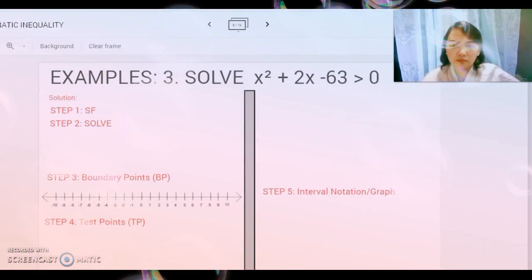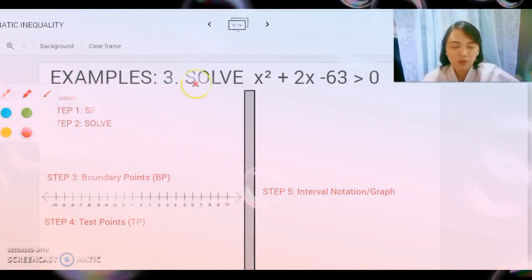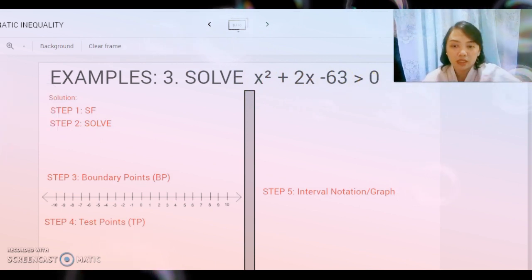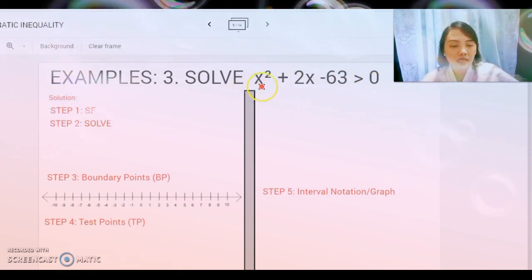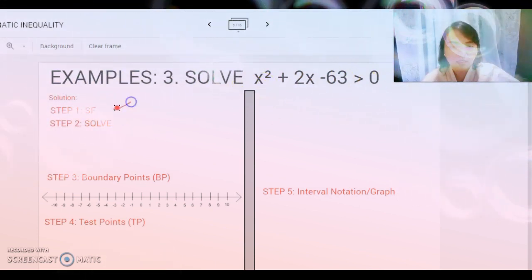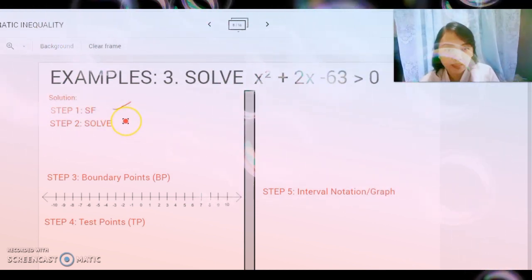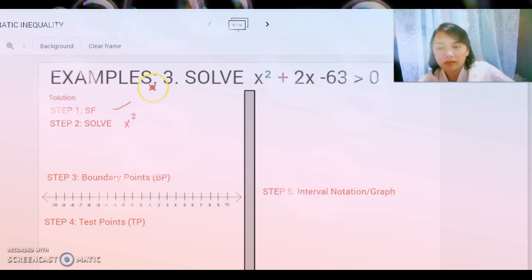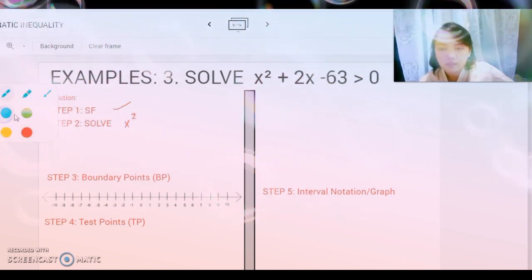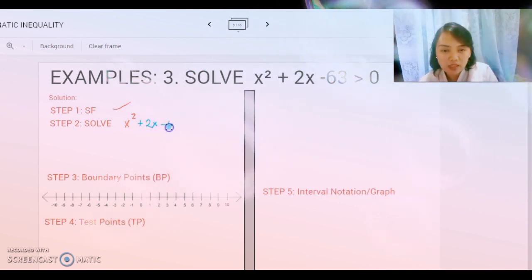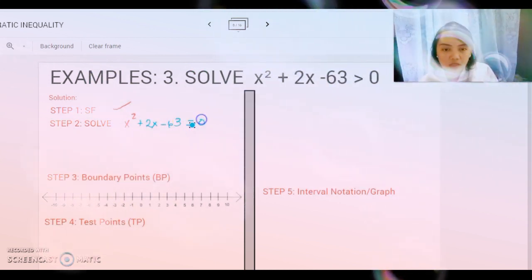Okay, let's proceed. Number 3. Examples. Solve x squared plus 2x minus 63 is greater than 0. Okay, naka-standard form na ba siya? Tama. So, hindi na natin naayusin pa. So, solve, i-rewrite muna natin to into quadratic equation. So, we have x squared plus 2x minus 63 is equal to 0.